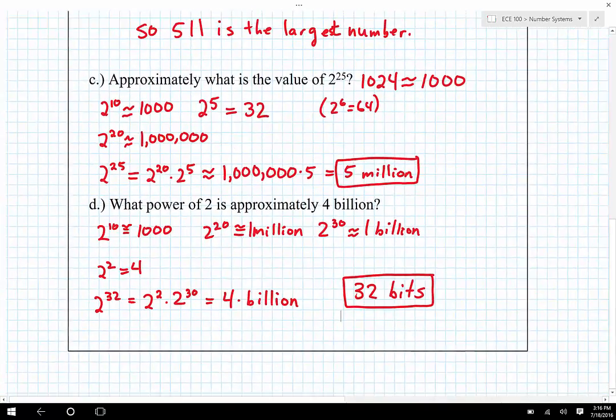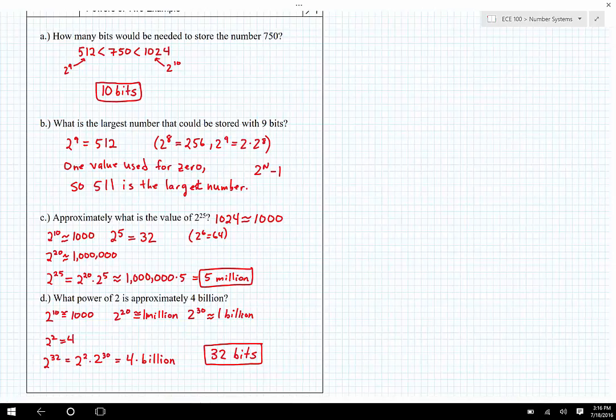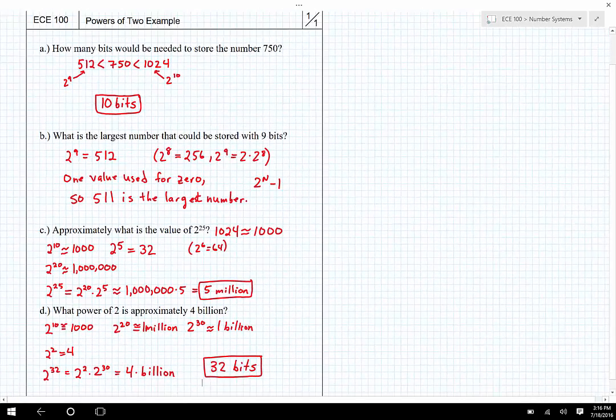These are the sorts of calculations that hopefully you'll become very accustomed to and be able to do without putting a lot of thought into them. But of course, it only becomes comfortable after you've done it a number of times.